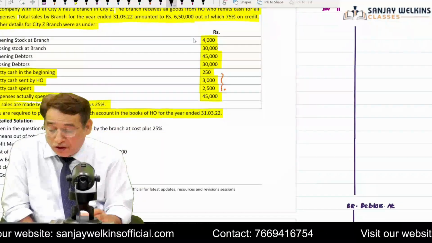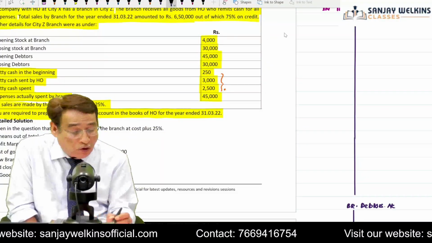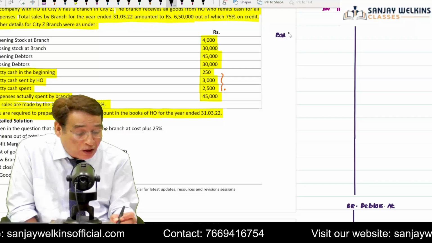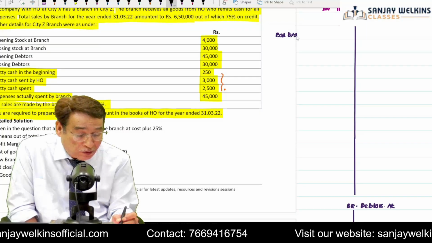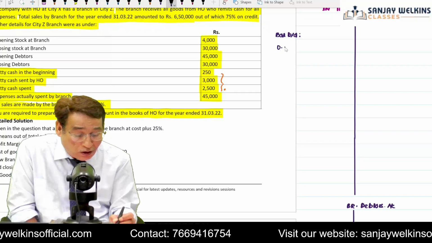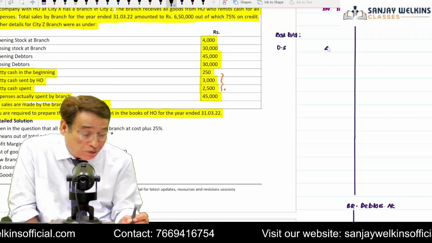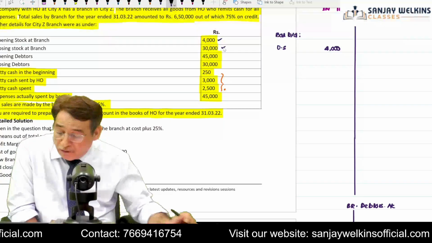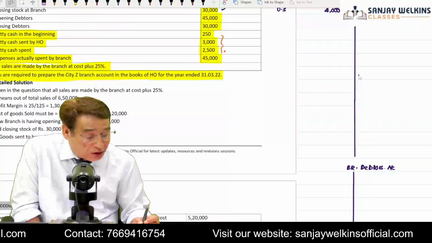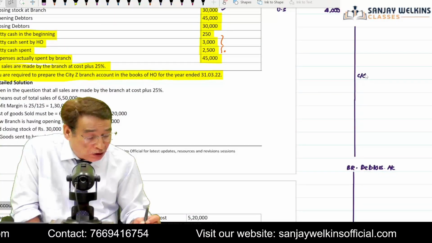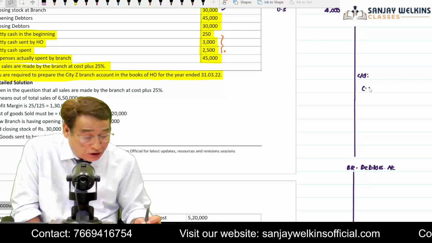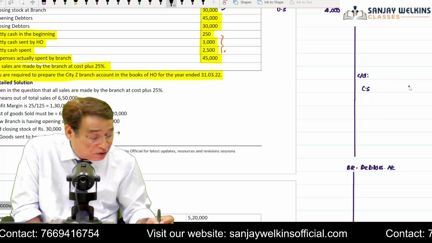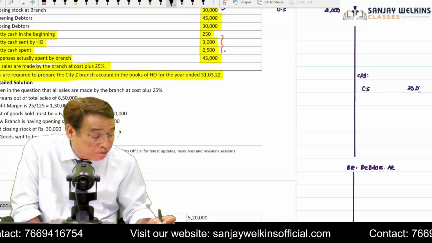The first information given to us is the opening stock. So first of all, I am going to write here balance brought down. Under the balance brought down, I will write opening stock. Opening stock given to us is 4,000. Then we are given closing stock. So I will write here balance carried down on the opposite side, and over here I am going to write closing stock. The amount of closing stock given to us is 30,000.